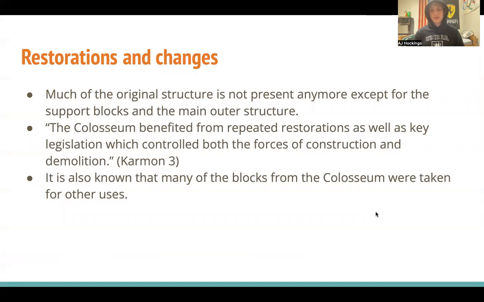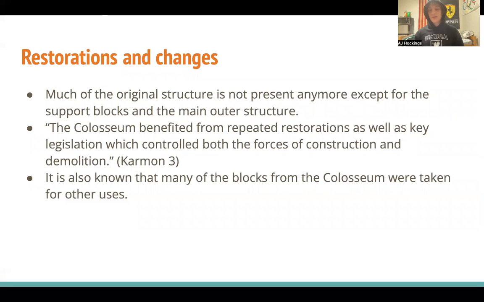So some restorations and changes that have been made. Much of the original structure is not present anymore, except for its main supporting blocks and the outer structures. Like the bulk of the Colosseum is what is still left. So I pulled out this one quote in my article: the Colosseum benefited from repeated restorations as well as key legislations, which controlled both the forces of construction and demolition.